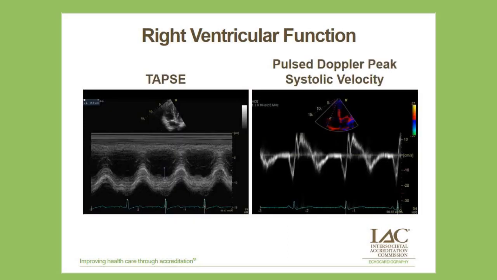So here's an example of a patient that we did. And you can see on the left of the screen here, we performed TAPSE on this patient, being very careful to go over and do more of a focused RV view so we could line up and become perpendicular to the RV free wall annulus there. Again, on the right side of the screen, we've done pulsed Doppler, looking at the peak systolic velocity on the RV free wall there at the tricuspid annulus.